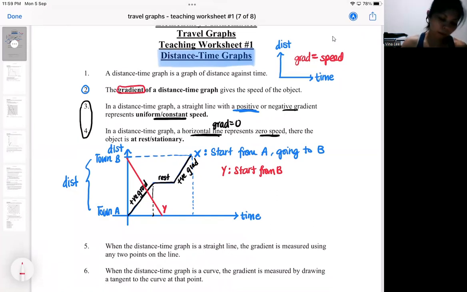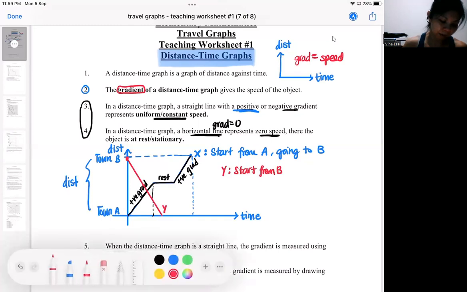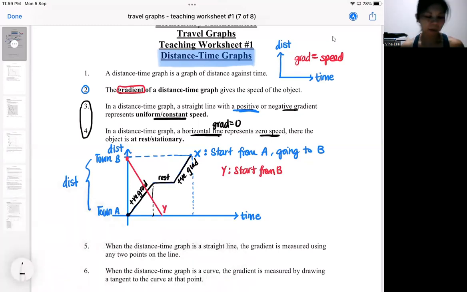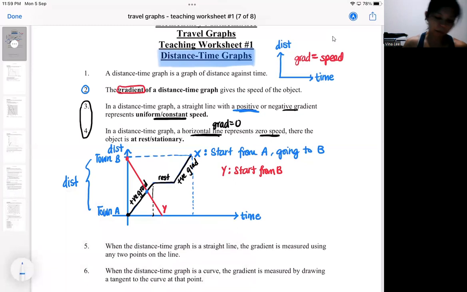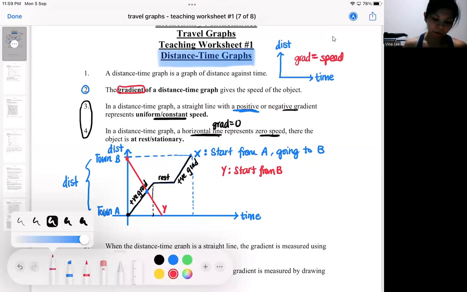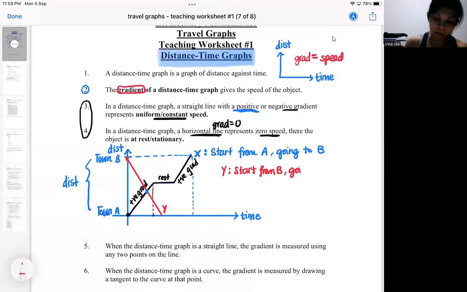In this situation, these two persons start at the same time, but sometimes they may not start at the same time. Later on there are some examples that show they don't start at the same time. Because they are starting from opposite directions, there will be a meeting point. This is the point where they meet. For Y, it starts from B and goes to A, so we know that they will meet each other.